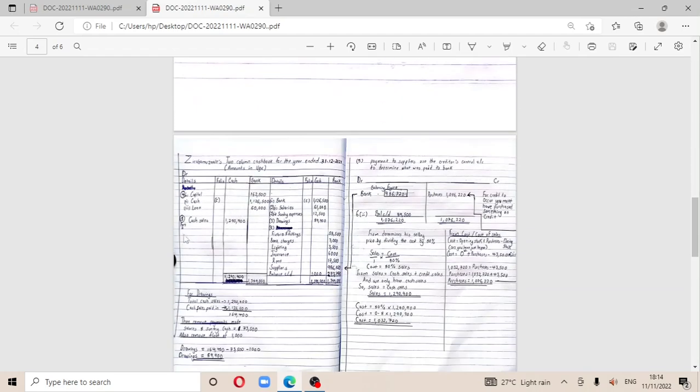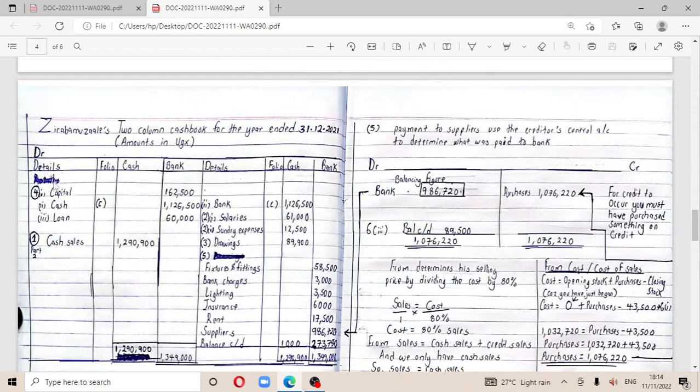That's why I made a contra entry here of cash. So meaning you're going to reduce from the cash. This is the payment side. You're removing from the cash, and then you're taking it to the bank account. So this is a contra entry.